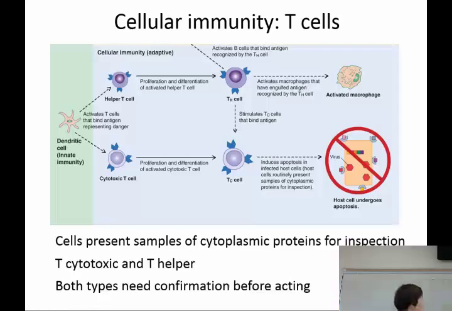T cytotoxic cells are actually patrolling your body, making sure that your body cells are not infected with viruses, not infected by bacteria. There's nothing weird going on. They also help to protect you against cancer. And when they find a body cell that is not acting right, they kill it.